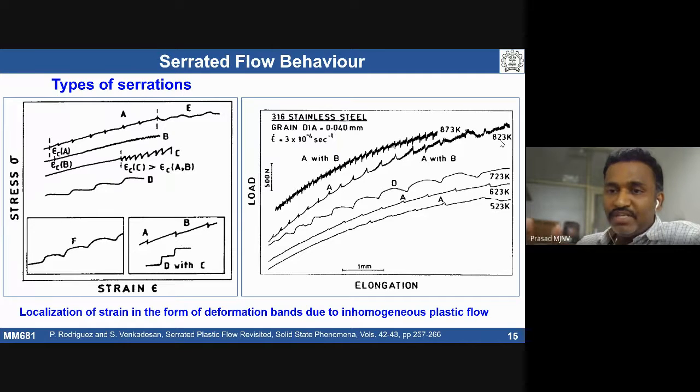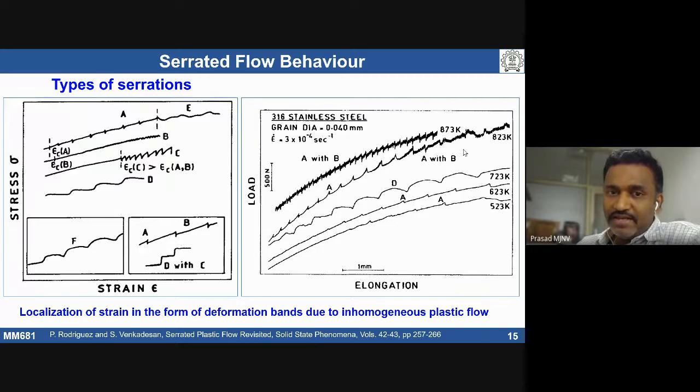The type of serrations can be A, B, C, or A with B. For example, here initially we have A type, then suddenly in between we are seeing B type serrations also. So this kind of combination can also be seen. Everything depends on the role of solute atoms or precipitates and how they interact with the dislocations. Depending on temperature, the temperature and strain rate can play a role in the material.